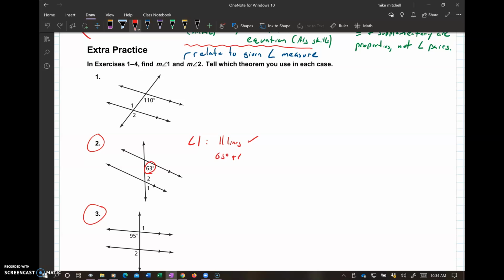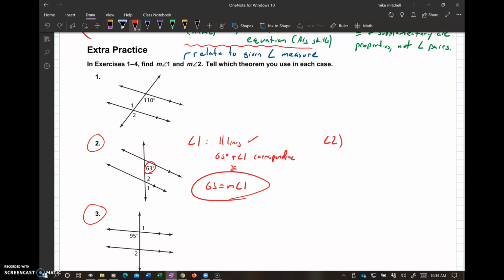63 degrees and angle 1, those are corresponding. That gives me a congruent property, so I'm going to set it up. 63 degrees equals the measure of angle 1. Oh, that doesn't even require any work after that. We're done.